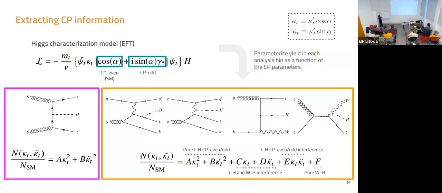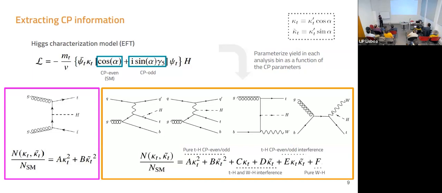Based on this, we calculate the number of events in each bin of our analysis as a function of the CP mixing parameters, and we take the ratio with respect to the standard model prediction. And then in TTH, which is here on the left in pink, you see that the expression is fairly simple. This is mainly because we can neglect the interference between the CP even part and the CP odd part. We have demonstrated at truth level using Monte Carlo samples that this is the case.